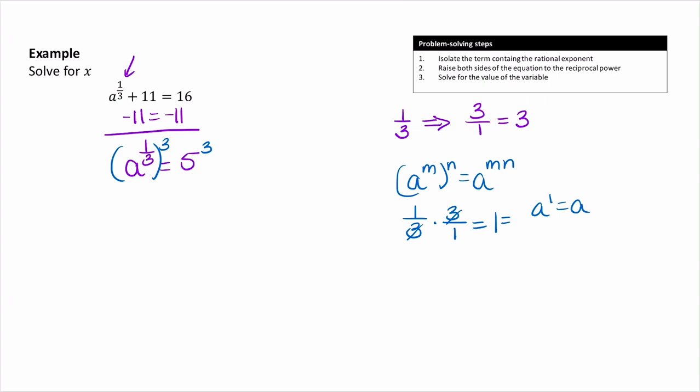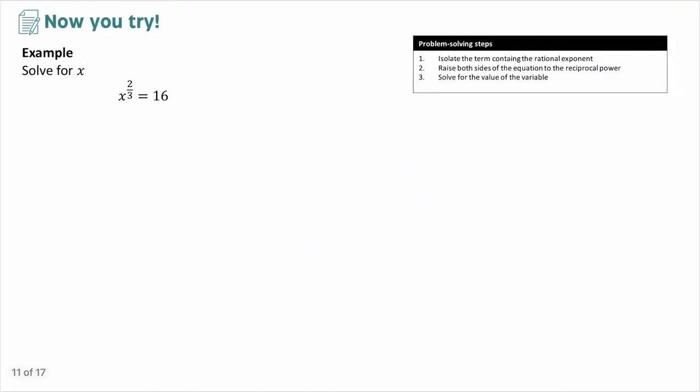So on the left side, I'm going to have a, and then 5 to the third, you can just do that on your calculator. 5 to the third power is 125. So a equals 125. Now you can go ahead and pause the video and try doing this example on your own.